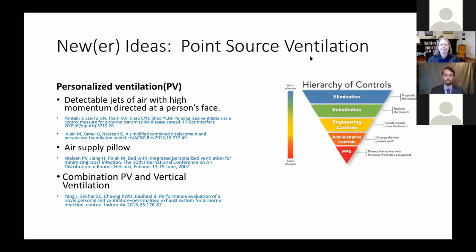Next. So, newer ideas. The Innovation Center is very interested in contributing and having newer technologies. Here are some of the things floating around in the literature. One is some kind of an air jet directed at the point at someone who's infected. There are some problems with that, but that's something people are wondering about. There's an air supply pillow.